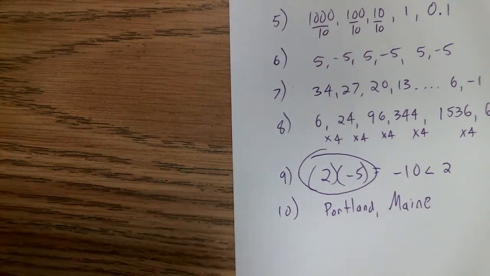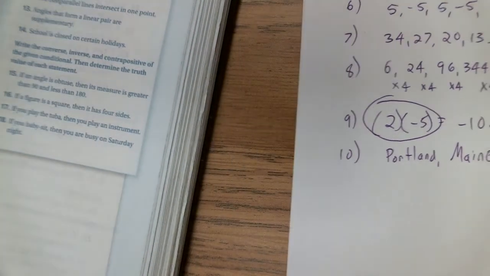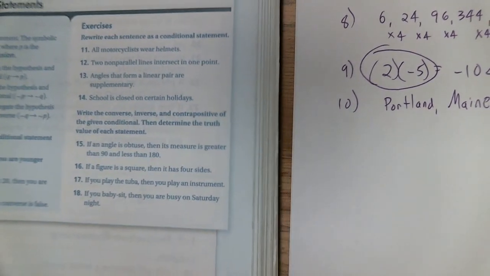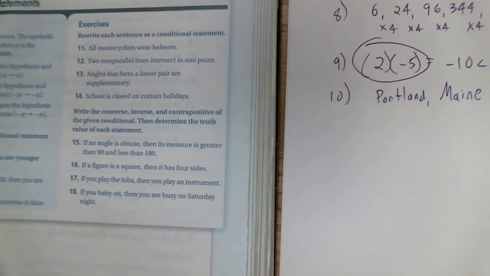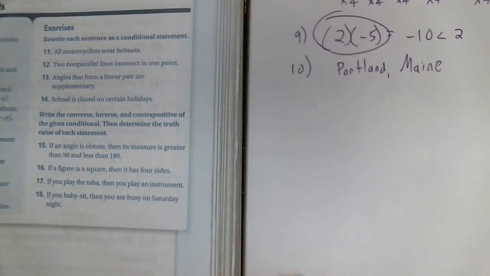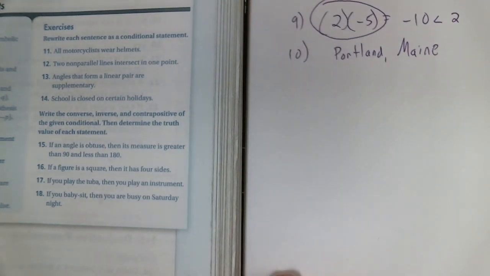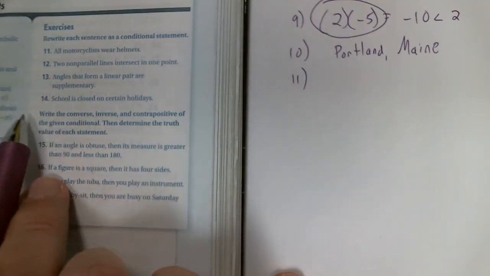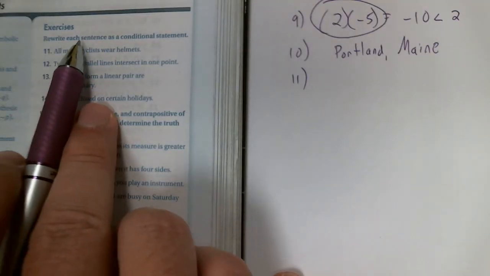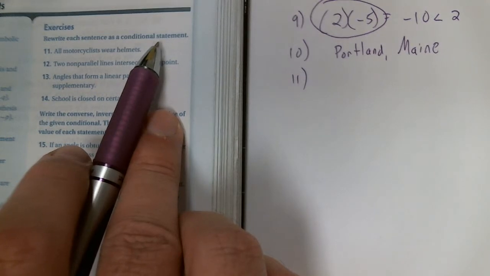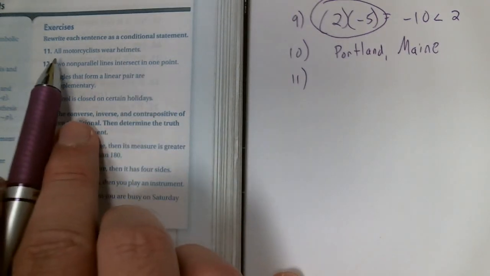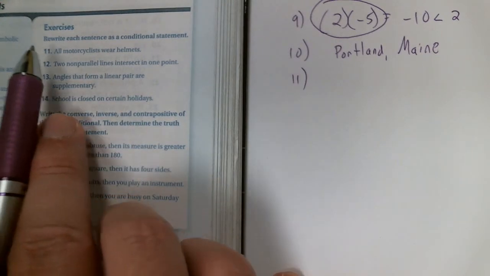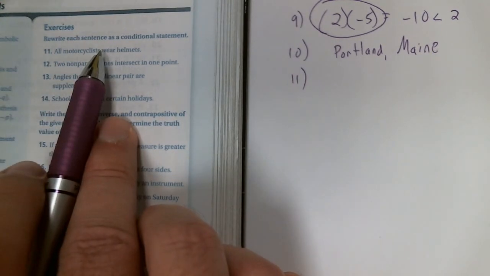It's located in Maine. Okay, let's move on to these next several problems, which are under section 1.3 on conditionals. So remember, a conditional is an if-then statement. You've got to see the words if and then. So 11 through 14, they're asking us to rewrite each sentence as a conditional statement. So I simply have to slap in an if and a then. If comes before the hypothesis, the then comes right before the conclusion.